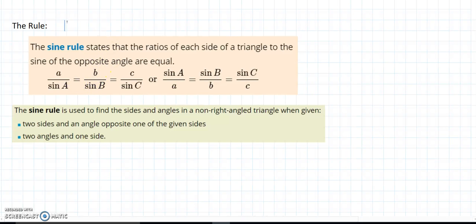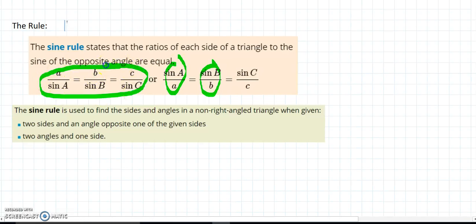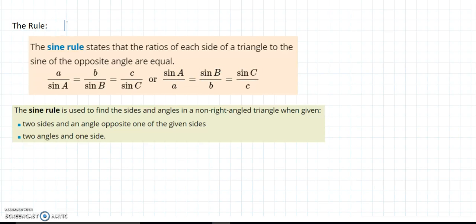You would only ever use two parts of it at the same time. So we might say that a over sine A equals b over sine B. Or we may say that a over sine A equals c over sine C. And it's this form of the equation that I highlighted here that's typically used for finding sides. This form is used for finding angles. However, for our purposes, both work for both. I would typically just use this one, I find it easier to remember.